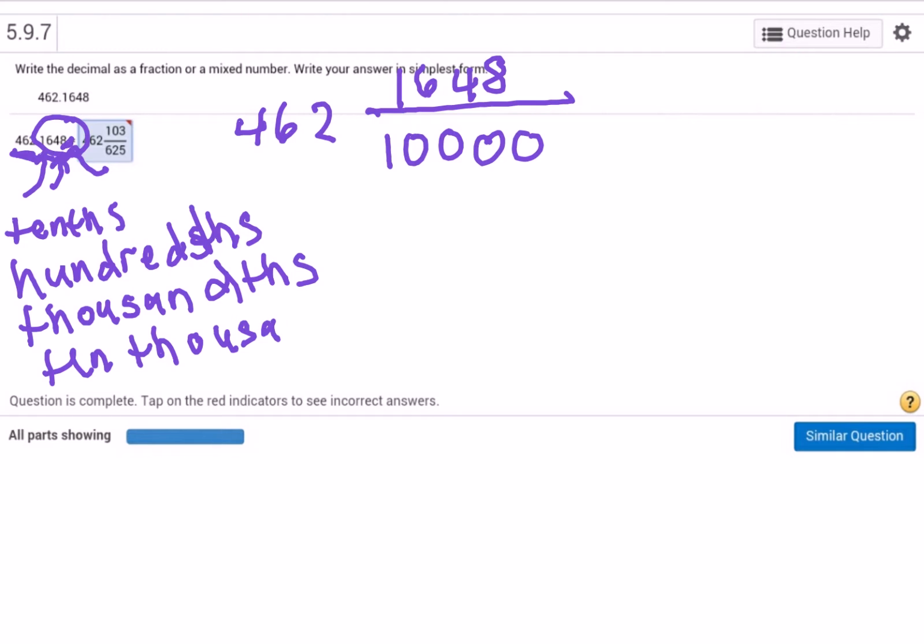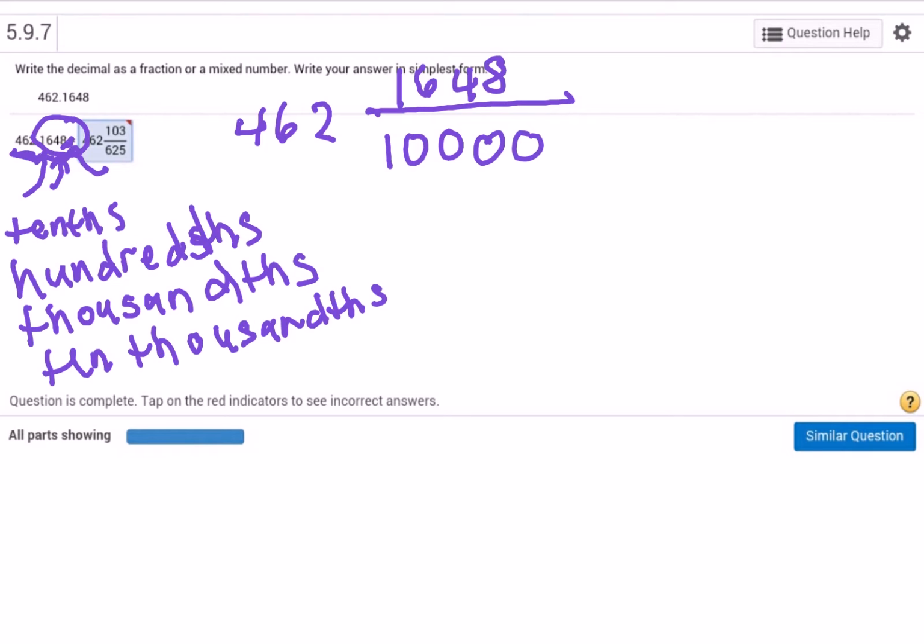So 10,000ths with that TH sound. Right, so that's where this 10,000 comes from. Another way to know that, if you happen to forget this right here, is to look at how many digits we are to the right of the decimal, and we're 4 digits. 1, 2, 3, 4. 4 digits to the right of the decimal. So that's how many zeros I would have after the 1. So that's a real easy way to figure that out.